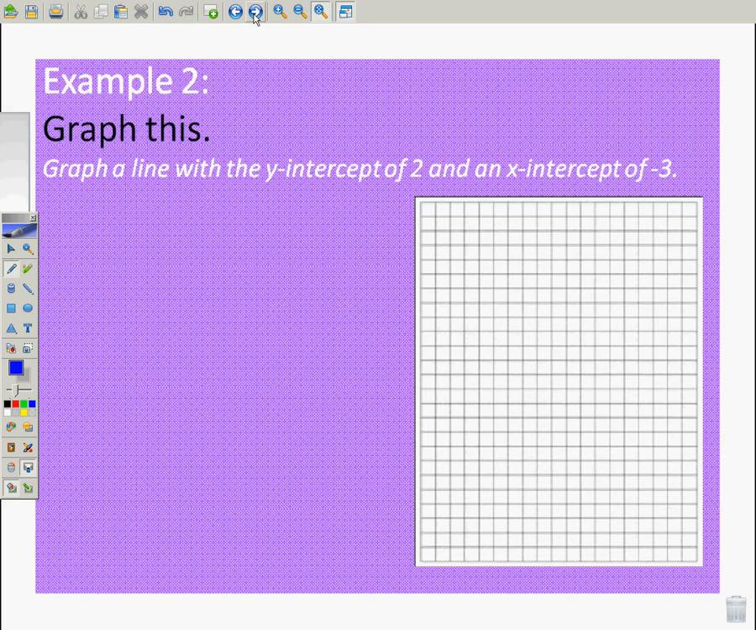Before I start this one, I'm going to split up the video here. So go ahead and look for using intercepts video number 2. We'll pick up right here where this one left off.